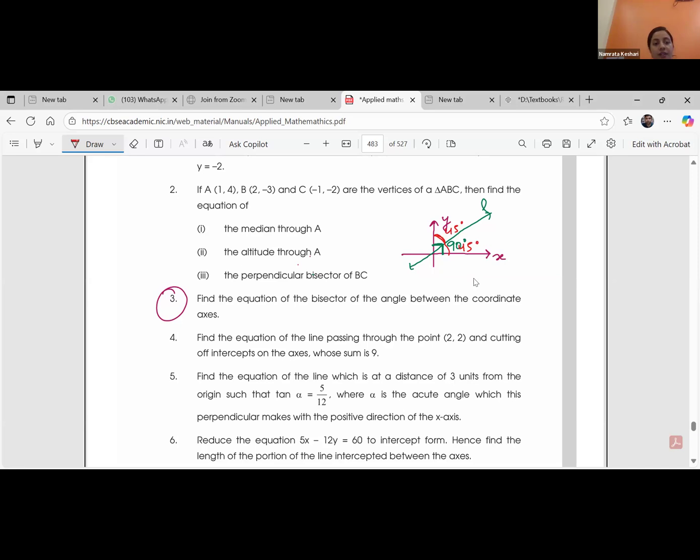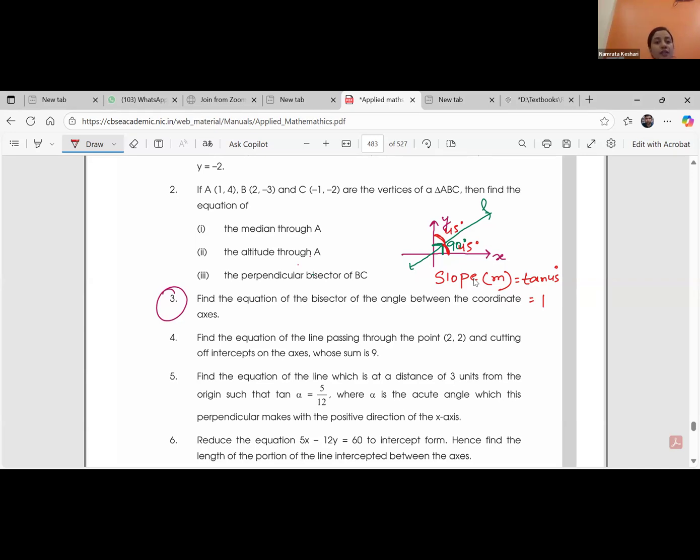Yes, miss. Okay, now you know that you have a line L which is making 45 degrees with the positive x-axis. So you can find the slope. Slope of L will be tan theta, tan 45, that is 1. Yes or no? Yes, ma'am. Slope of this line is 1.